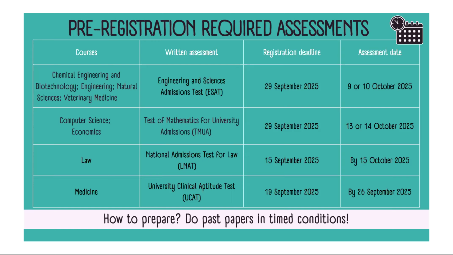And medicine, the UCAT registration deadline is the 19th of September, and you have to have taken it by the 26th. We can't do anything if you miss those deadlines. We're not in charge of the test centres. So do make sure that you've registered and that you know where you're taking it. You've taken control of all of that.